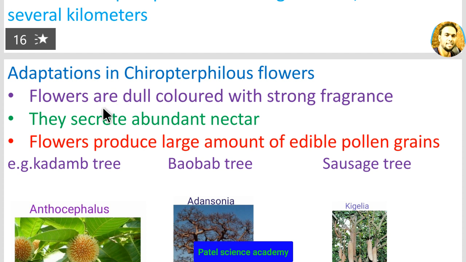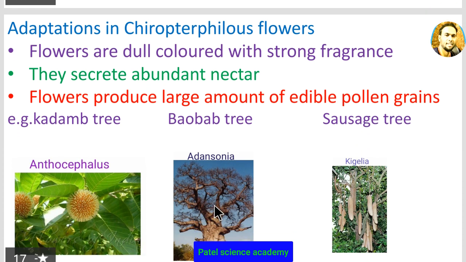It includes that the flowers are dull colored with strong fragrance. The color should not be bright, and there should be a strong fragrance. They secrete abundant nectar, and flowers produce large amount of edible pollen grains. Pollen grains should be edible. This is the speciality of the chiropterophilous flowers. For example, kadam tree, baobab tree, and sausage tree.